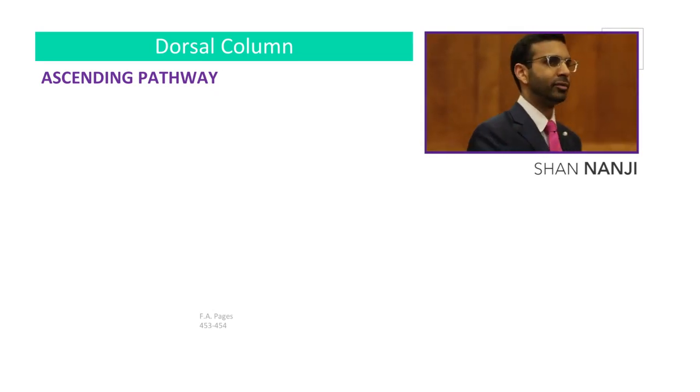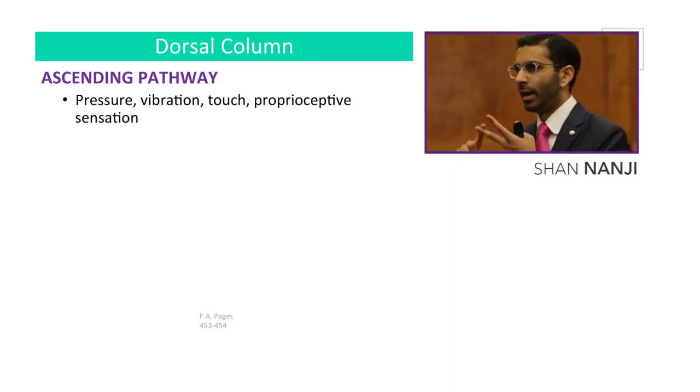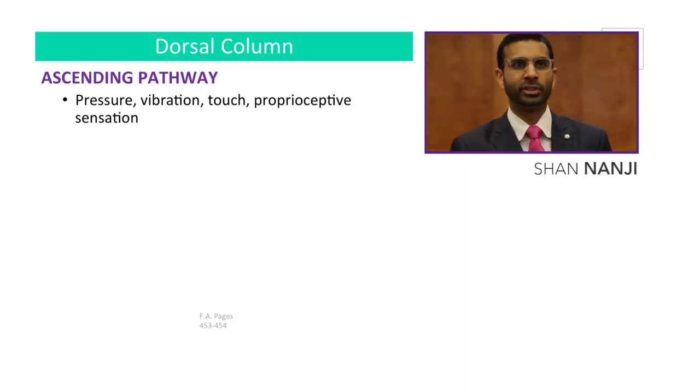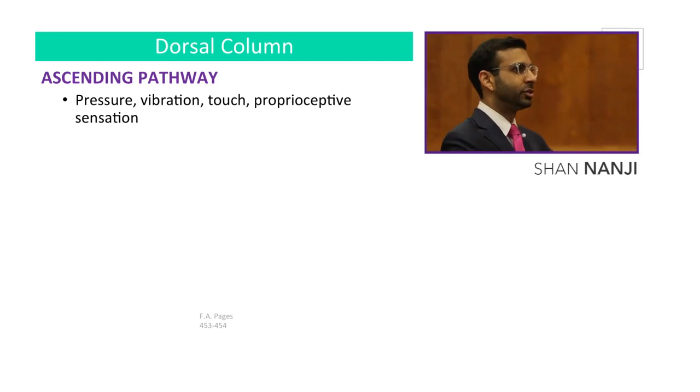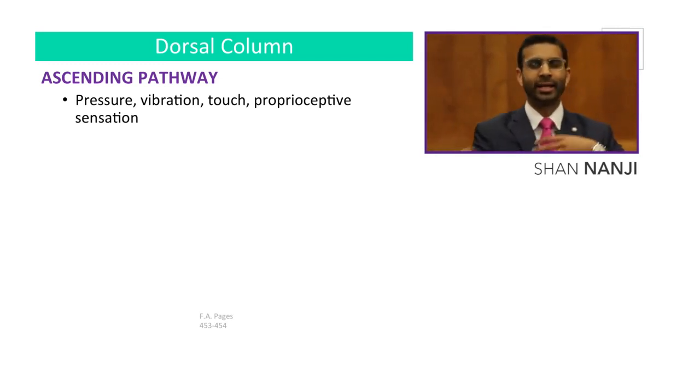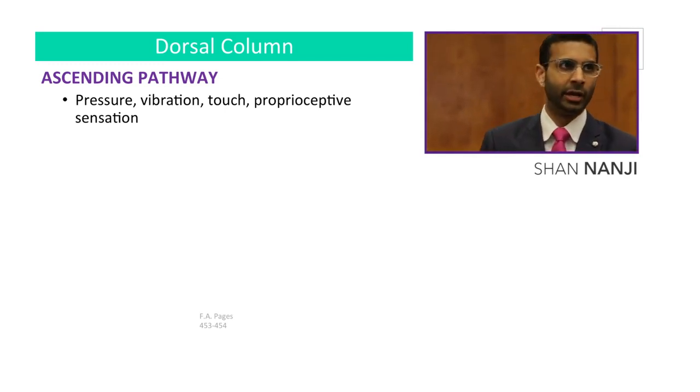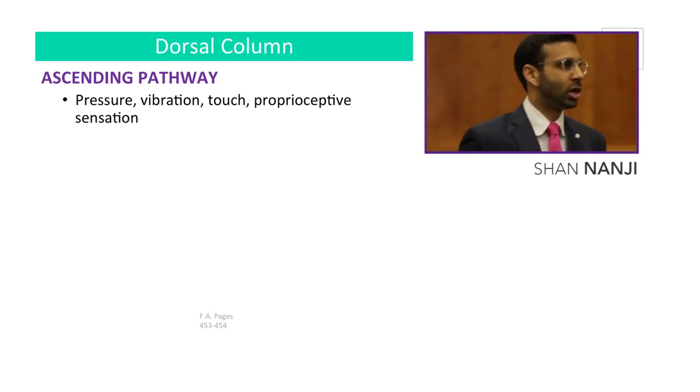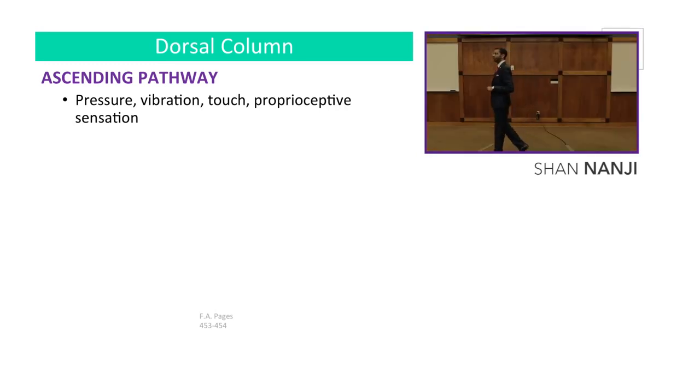In this case, I am referring to pressure, vibration, touch, and proprioceptive input, right? So we did that drill earlier where I made you say dorsal column or spinothalamic tract, and every time I said pressure, vibration, touch, or proprioceptive input, you said dorsal column. So dorsal column is an ascending tract responsible for feeling pressure, vibration, touch, and proprioceptive sensation. It's taking that information and sending it up to your brain so you can feel these sensations. These sensations are carried by A beta fibers.